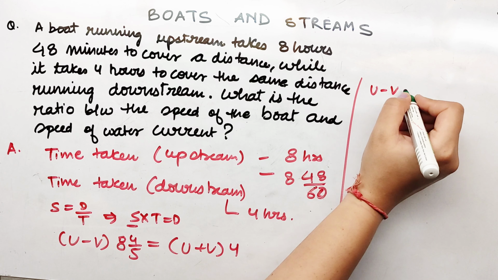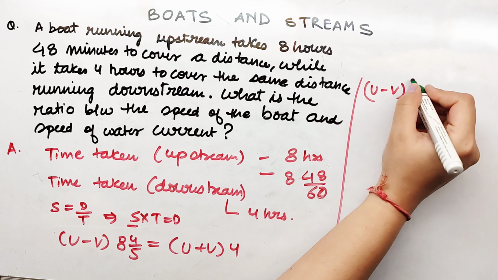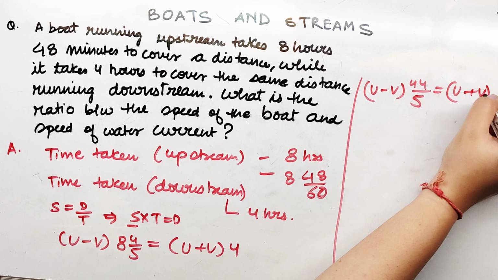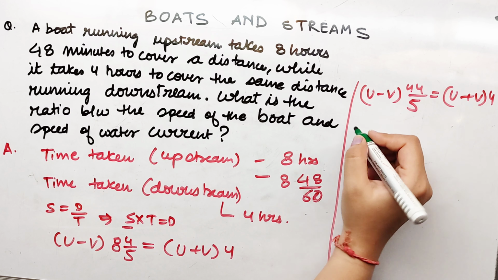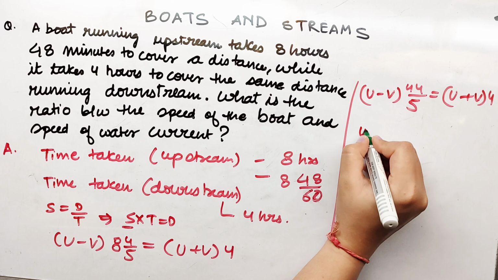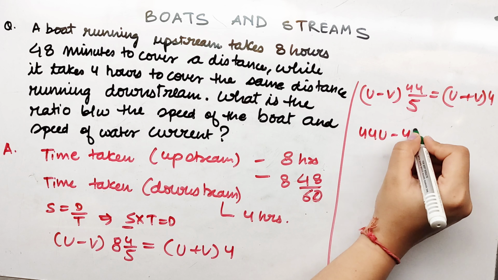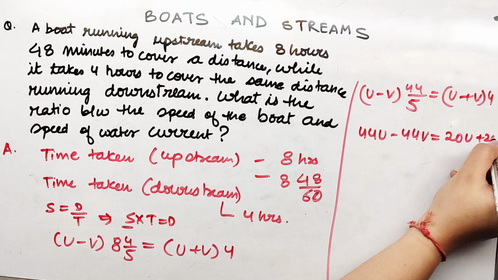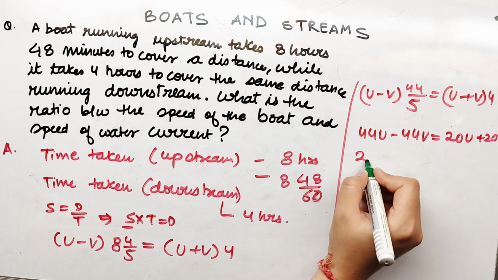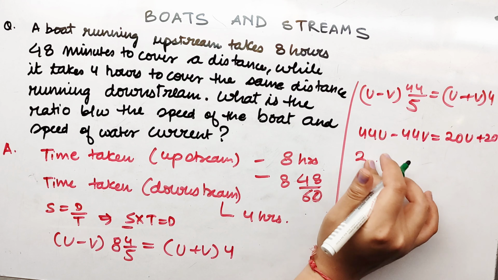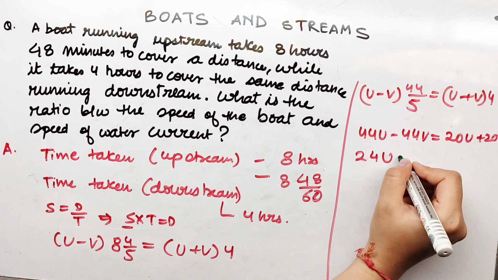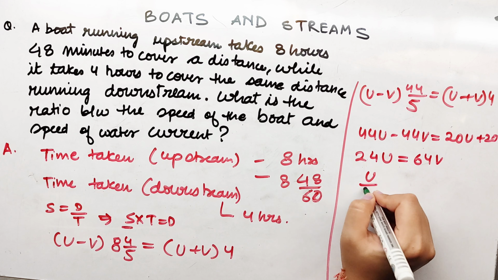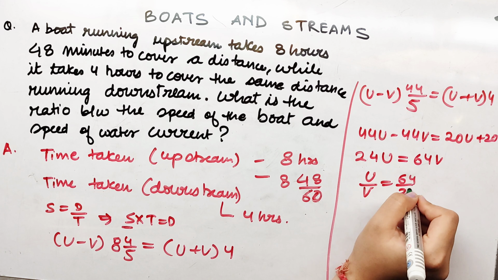Okay, so here it is u minus v for upstream, and u plus v for downstream, and right beside them I have mentioned the time that they have taken. So this is the equation and you can solve it easily. On solving the equation you will get 44u minus 44v equals 20u plus 20v. So 20u comes to the left hand side, it becomes 24u equals 64v, which on solving is 8 upon 3.